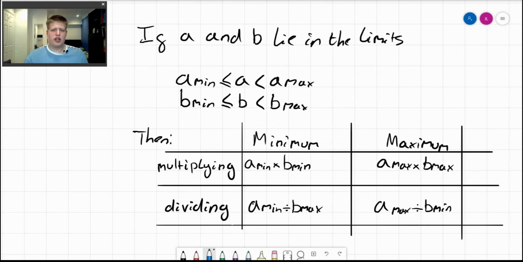So in summary, much like the one before, if A and B have these lower bounds and these upper bounds, then when you're multiplying them together to get the minimum value, you take their minimum bounds and do them together. And for the maximum, you take their upper bounds and do them together. And when you divide them, you need to be careful because you're going to take the minimum of A and divide it by the maximum of B in order to get the minimum. And to get the maximum, you need to take the maximum of A and divide it by the minimum of B.